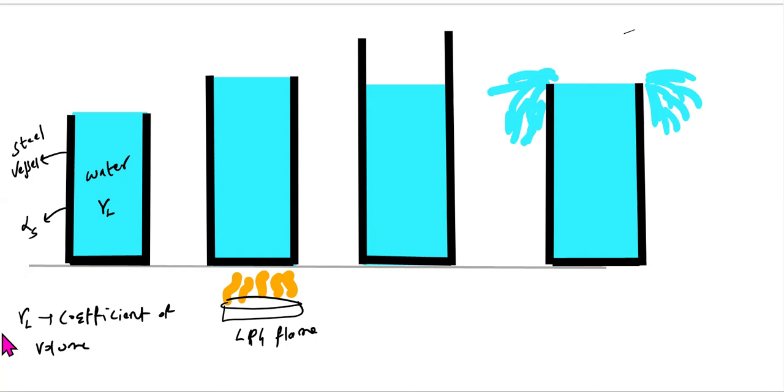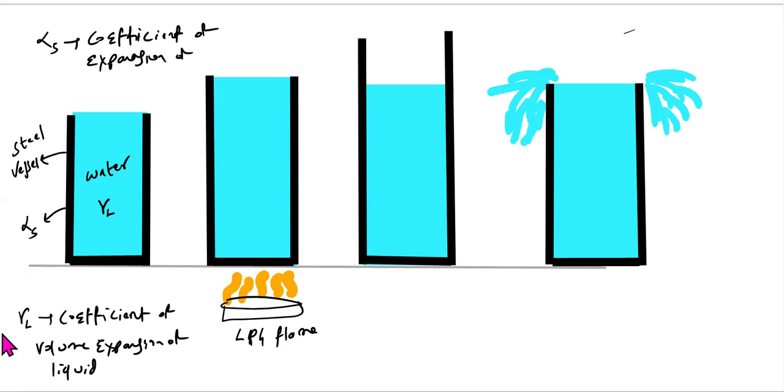Coefficient of volume expansion of liquid. What is alpha S? Coefficient of thermal expansion of solid. Like this, we are defining it. Solid means the steel vessel. Your liquid means here water.